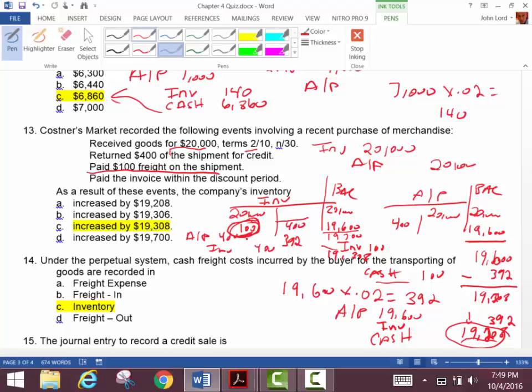Can you think of a faster way to answer this question? If I'm looking at this question, I'm thinking, okay, 20,000. How much got returned? 400 gives me $19,600. And I took a 2% discount, so I paid 0.98 of that. That gives me 19,208. And then I know that I have to add back the inventory for $19,308. Just took me 30 seconds to answer that question. Right?